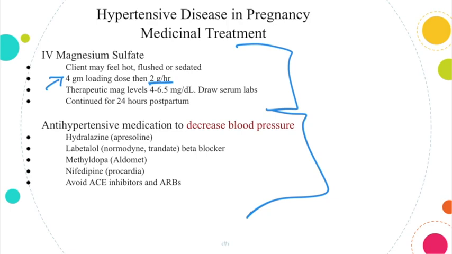The MAG prevents the seizures, and because it's a big vasodilator, it's going to drop the blood pressure too, but that's not why we give it. We give the MAG to prevent the seizures, okay? But we also need to give medication to keep the blood pressure low, to keep it stable. And there are different medications they can give, and that's going to depend on your healthcare provider.